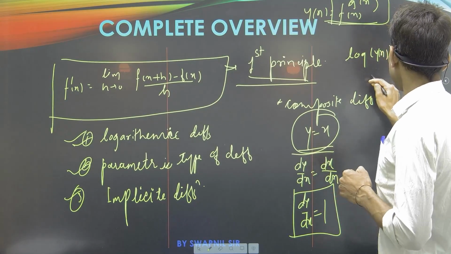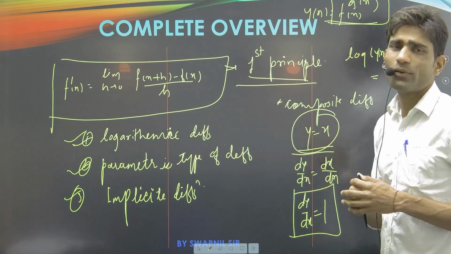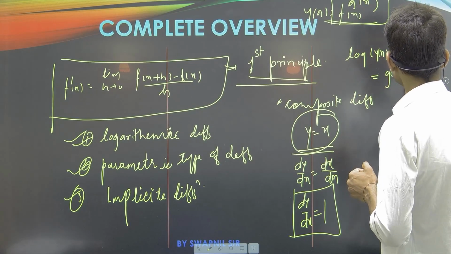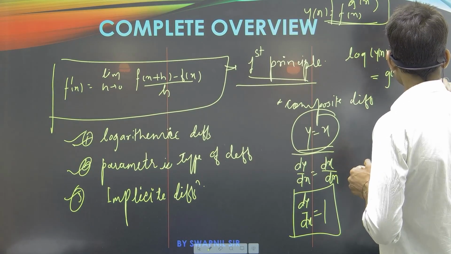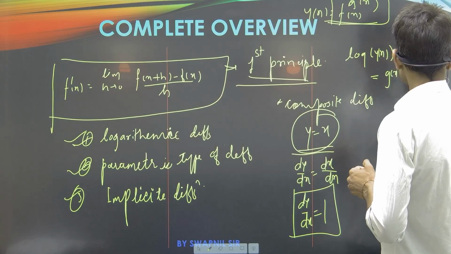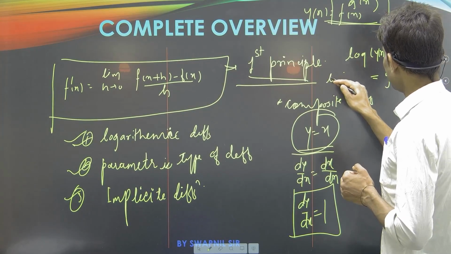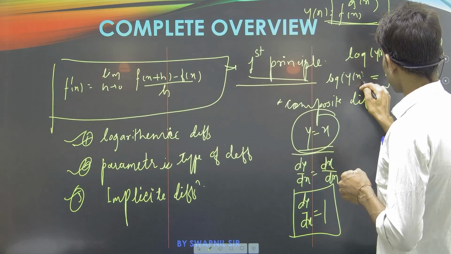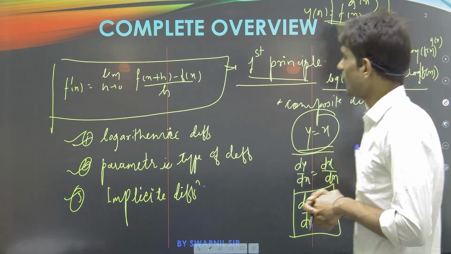So then by the exponent rule, we take their power as a multiplicand. So we write this one as g of x into log of f of x. This is actually the exponent rule for our given function. So this is the involvement of the exponent rule.